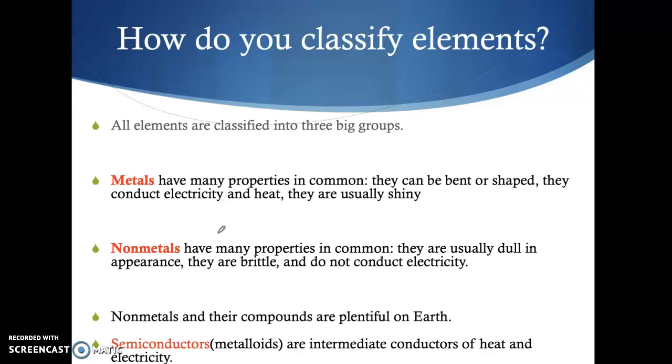So how do I classify elements? All elements are classified into three big groups. We call them metals, nonmetals, and semiconductors or metalloids. And they all share similar properties. Metals can be bent and shaped. They conduct electricity and heat, and they're usually shiny, although not always the case. Nonmetals have many properties in common as well, such as they're dull in appearance, brittle, and they do not conduct electricity. But semiconductors are intermediate conductors of heat and electricity.